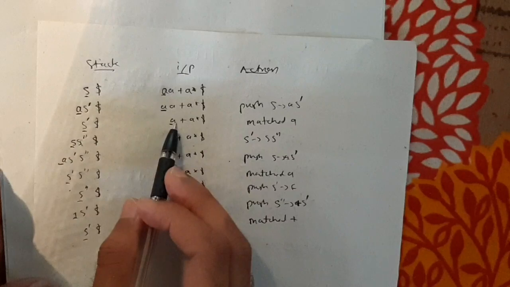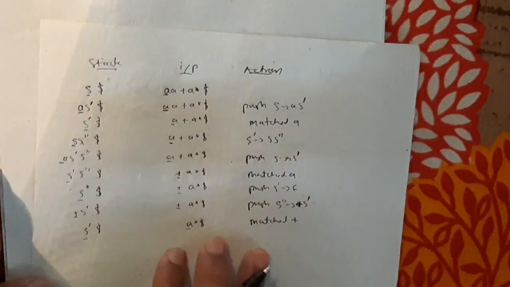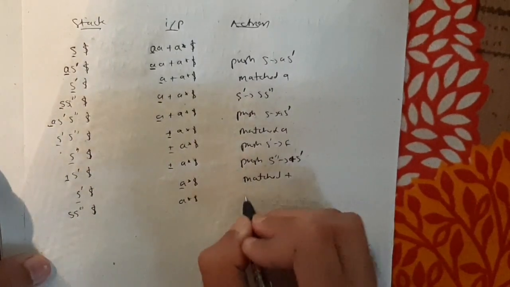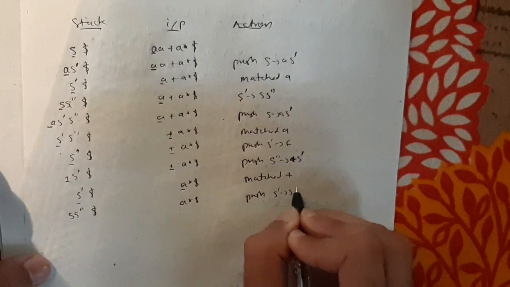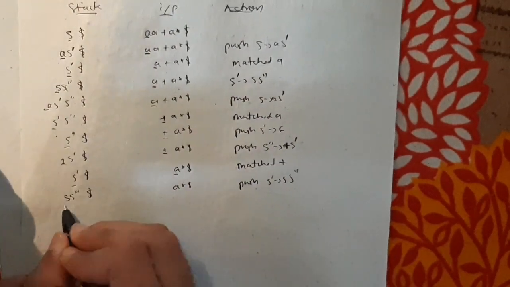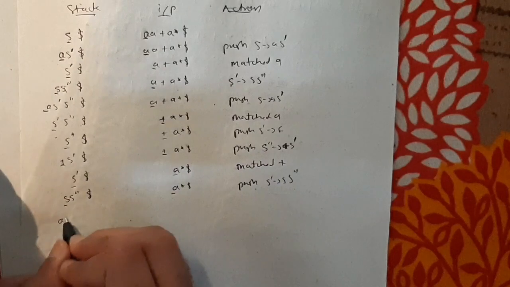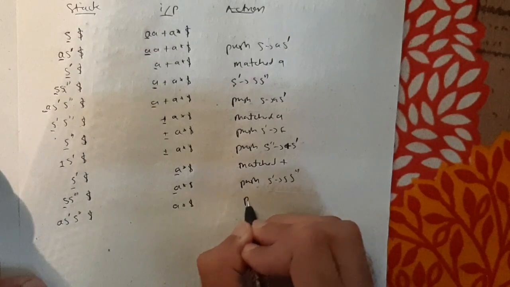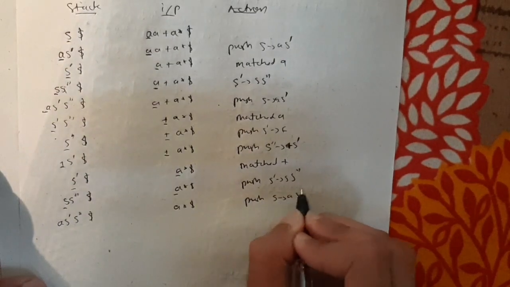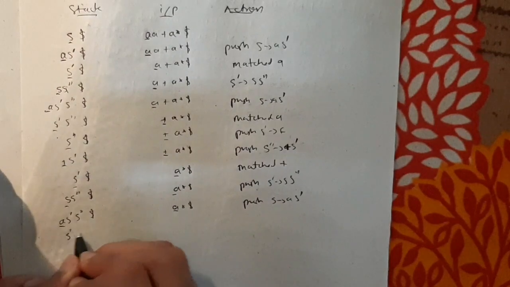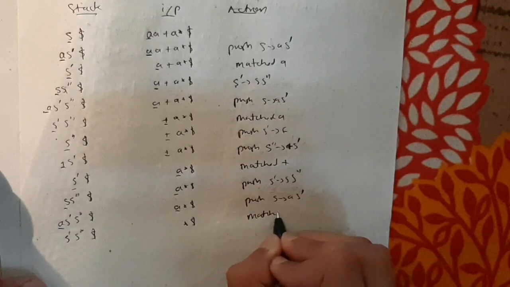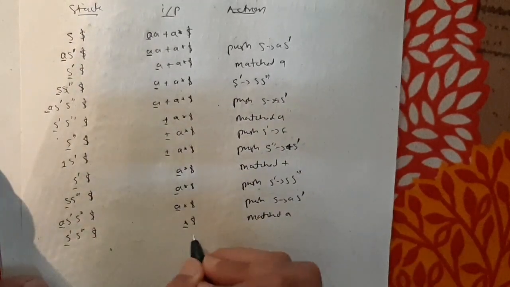Then S dash and A. Where does S dash and A go to? Here already we have done. S dash and A goes to S double dash, right? So I'll write S double dash and dollar here, and A star dollar, push S dash goes to S double dash. Then what we have is S and A. So where does S and A go to? AS dash S double dash and dollar. Here we have A star dollar, and here we have push S goes to AS dash. A and A, it gets cut, so S dash S double dash and dollar, star and dollar, and here we have matched A.